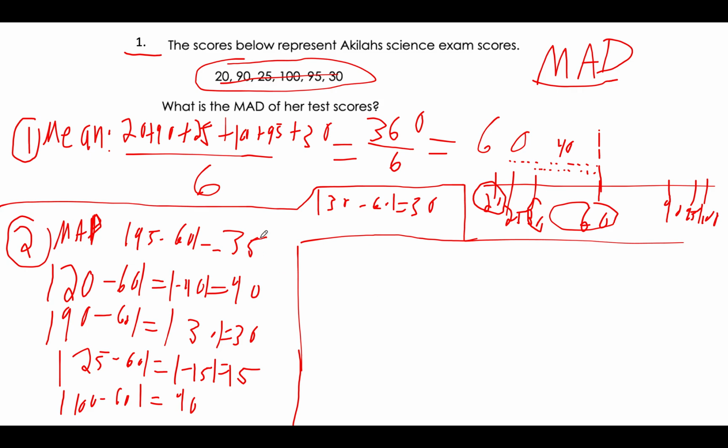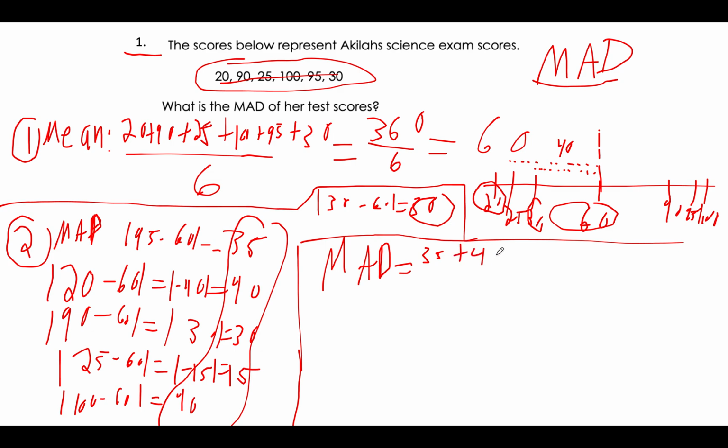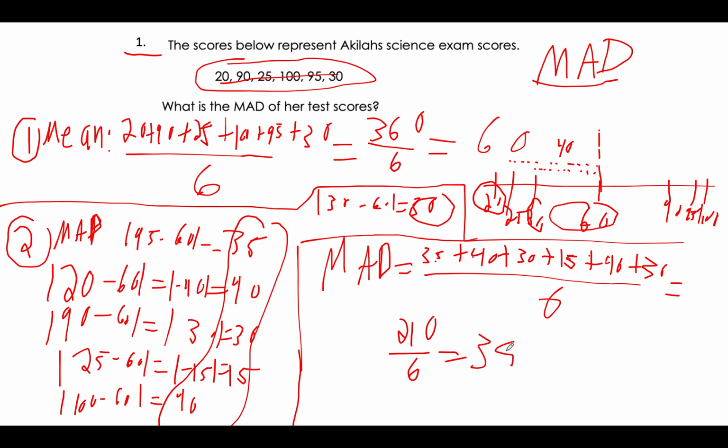We're going to add each of these differences up, and then divide by the total number that there are. So to find the MAD, we're going to do 35 plus 40 plus 30 plus 15 plus 40 plus 30. We add all of them up and divide that by the number that there are. There's 1, 2, 3, 4, 5, 6 of them. If we add these all together, we get 210. Divide that by 6, and we get 35. So this tells us that, on average, Akila's test scores are 35 points away from the mean.